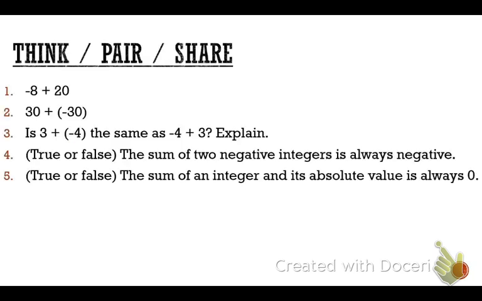All right, so here's some things to think about. First up, -8 plus 20. Same sign or different sign? Different sign. Different sign. So what do I do? Subtract. What's 20 minus 8? 12. All right. Is it a positive or -12? Positive. It should be +12. All right. Next up, 30 plus -30. What's the answer? 0. Why is it 0? Because 30 minus 30 is 0. A number and its opposite always equals 0.